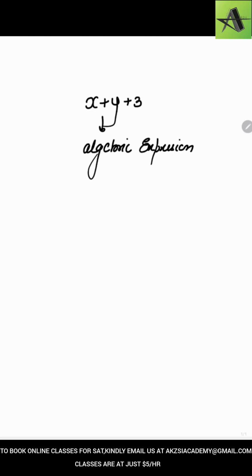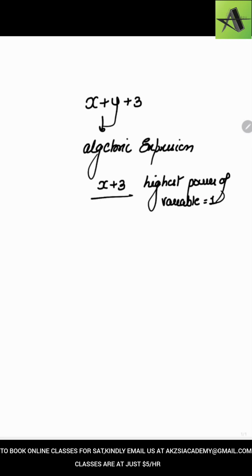These algebraic expressions are of different types depending on the power of the variable. If I'm writing x plus 3, the highest power of x here is 1. So I can say the highest power of our variable, or the highest power of x, is 1. If it's 1, then it's called a linear expression. Solving a linear expression, finding the value of x, will be different from quadratics. What are quadratics? When the highest power of x is 2, or y.